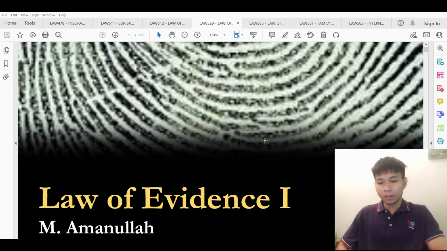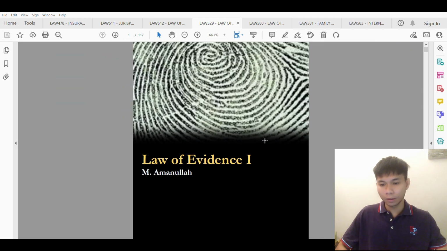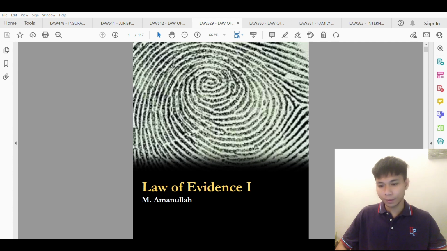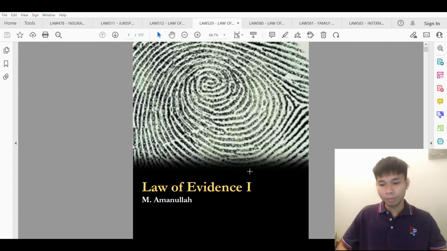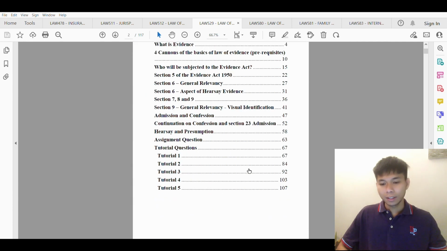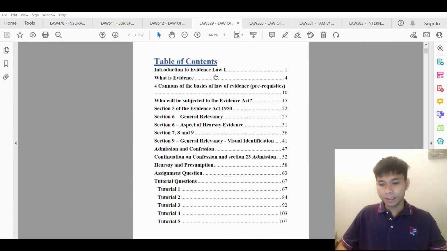Moving forward, we have the law of evidence 1, which we will be learning again next semester, in semester 7. And the lecturer teaching me the subject is Madam Habiba. And then these are the table of contents. You'll be learning as to what is evidence. You need evidence to further support your contention or argument in court or your allegations. So that's why evidence law is really important.